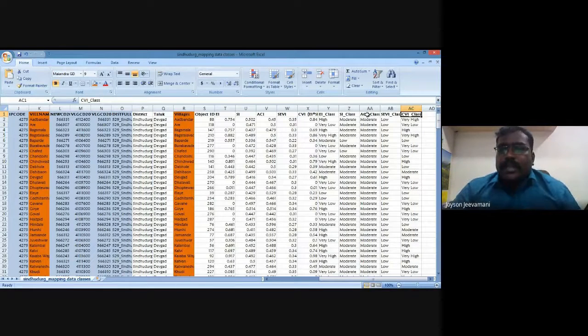So this is the Excel I have made. We have to make this Excel and save it as a CSV file, not as an XLS file. That file we have to upload there. So right now I'm coming again to QGIS.